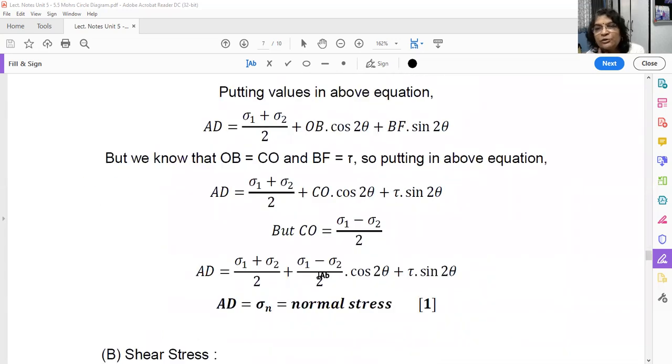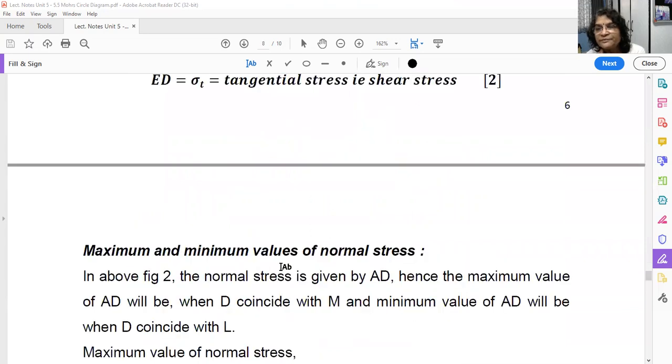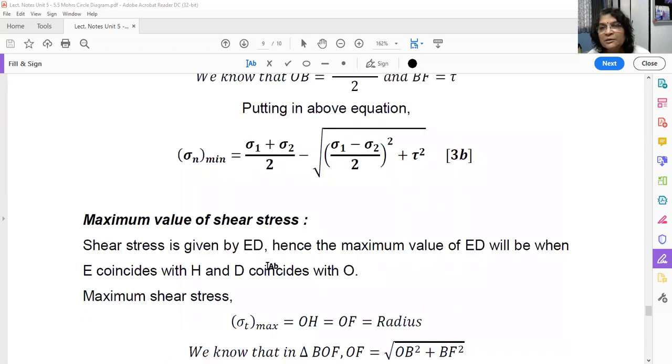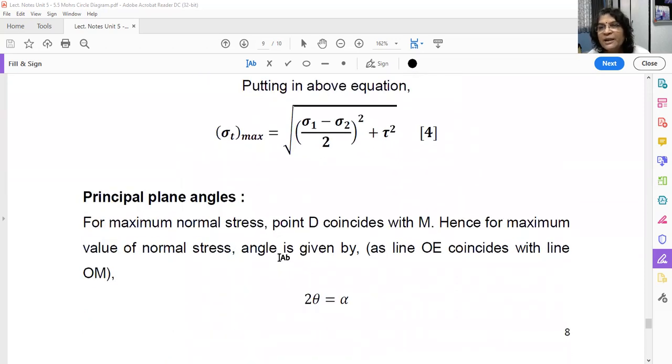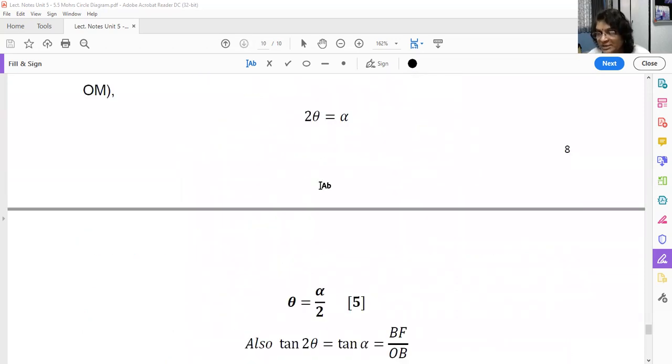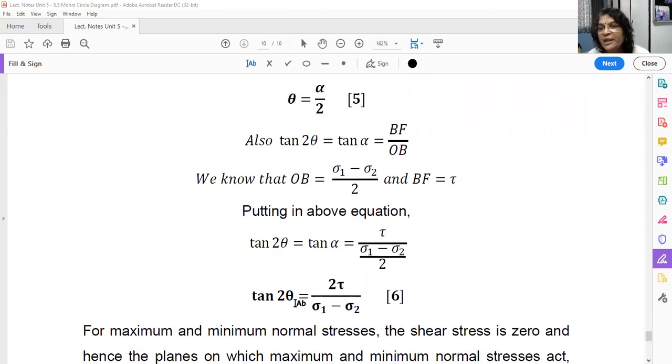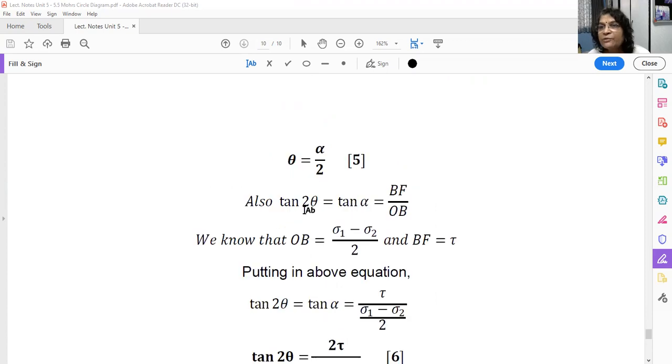So go to this principal plane angle. Now we have to define tan 2 theta for the principal plane angle. This 2 theta is equal to alpha for the principal plane. How do we define 2 theta? We define tan 2 theta, that is tan alpha. It is BF upon OB. What is BF? That is sigma 1 minus sigma 2 by 2.